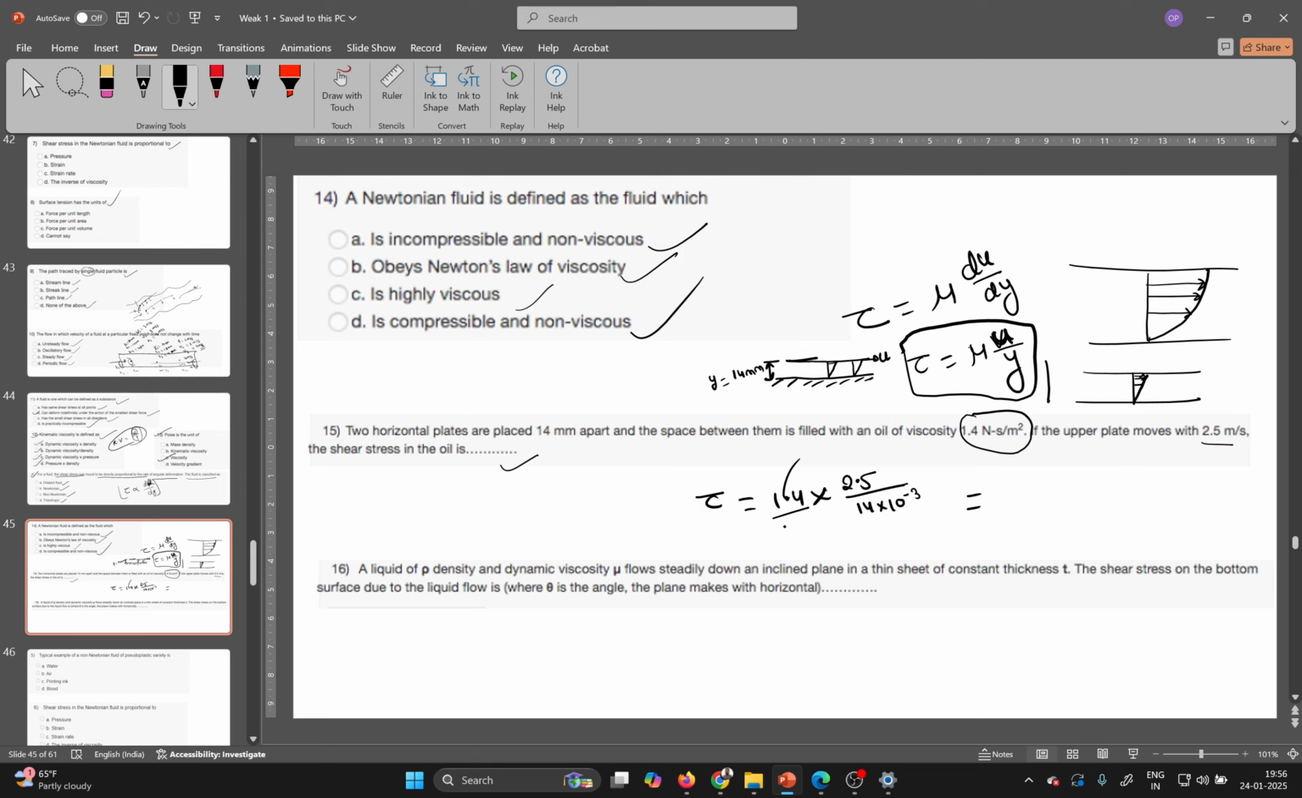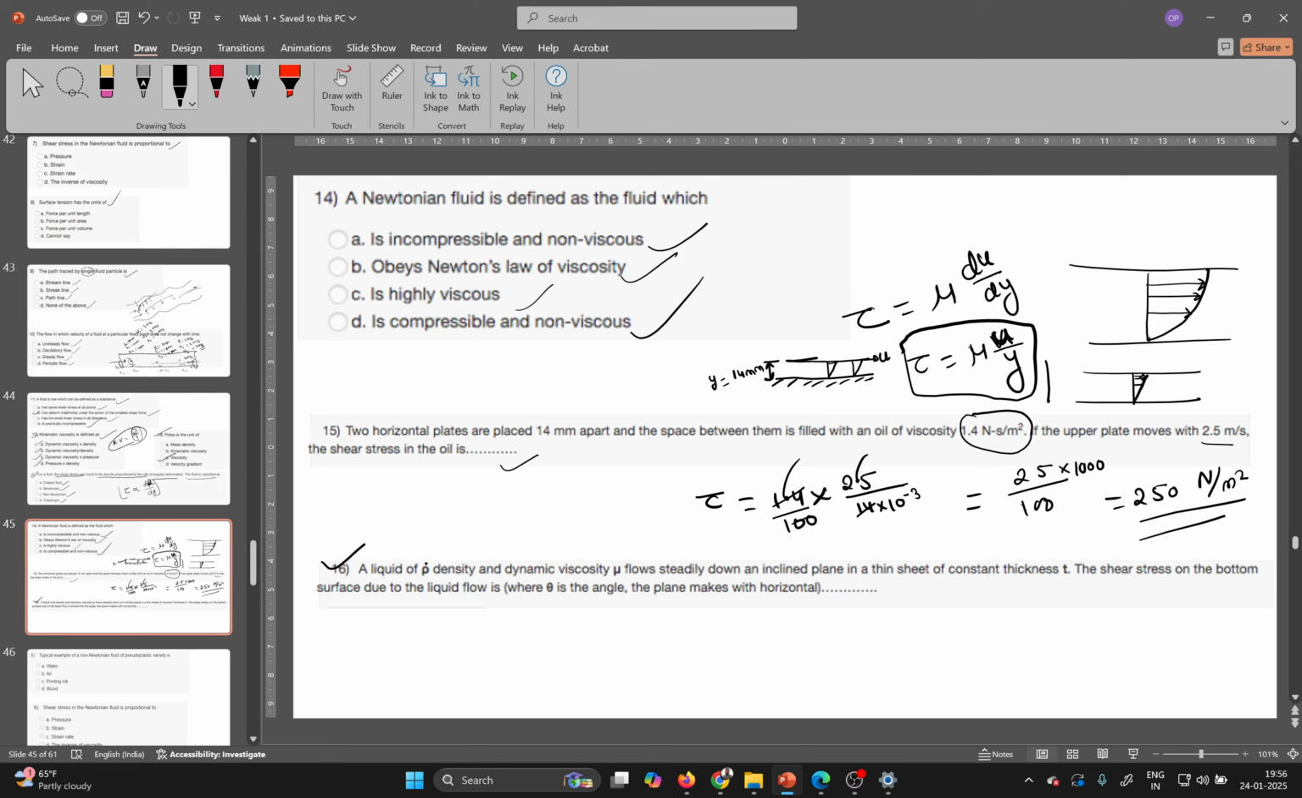Here you will remove the 1 point, here 10 will come, and here also, so 14 will cancel out. So 25 divided by 100, and this will go up, you can write here 30. So very easily you will get 250 Newton per meter square. Okay, so everyone correct. So the next question, question number 16.